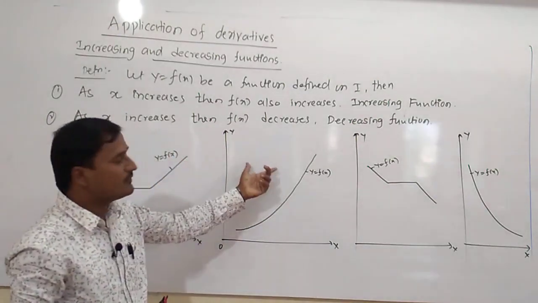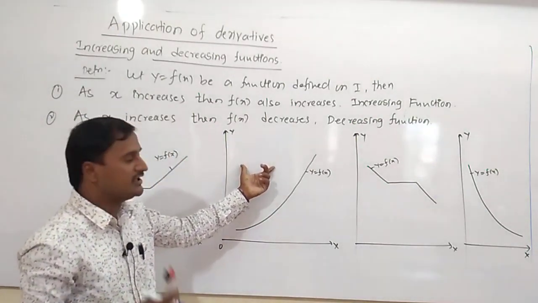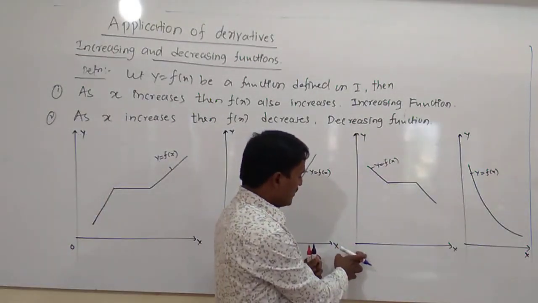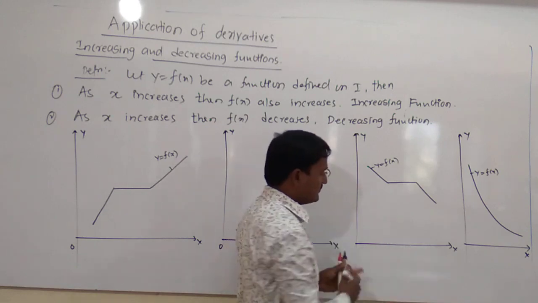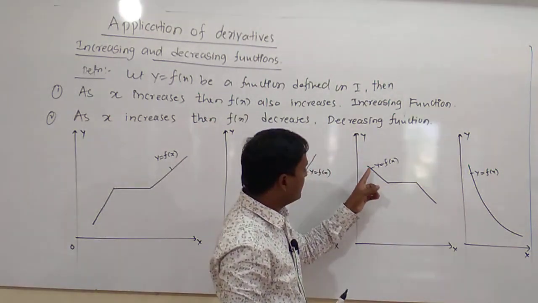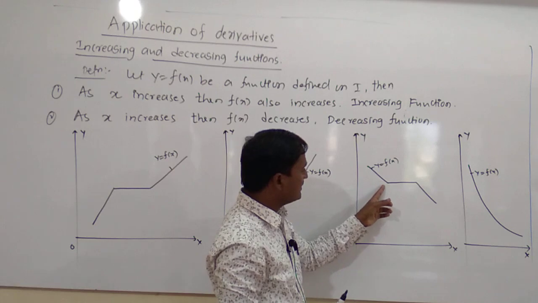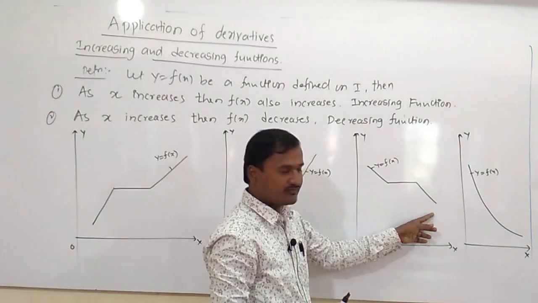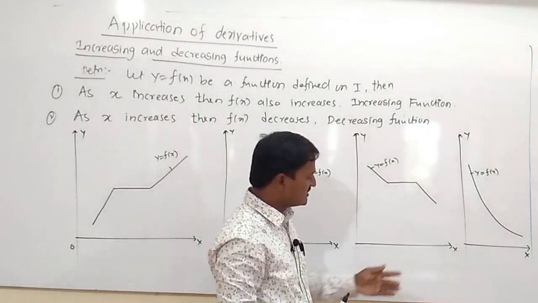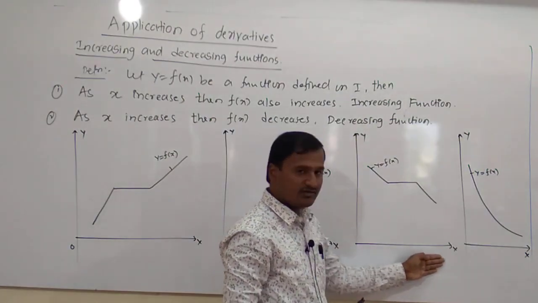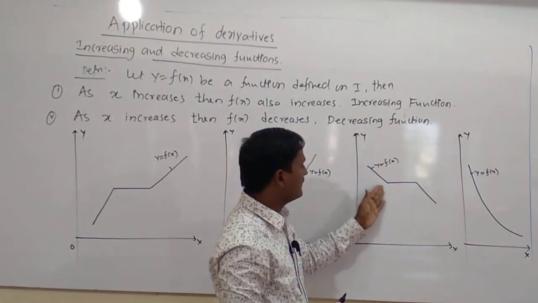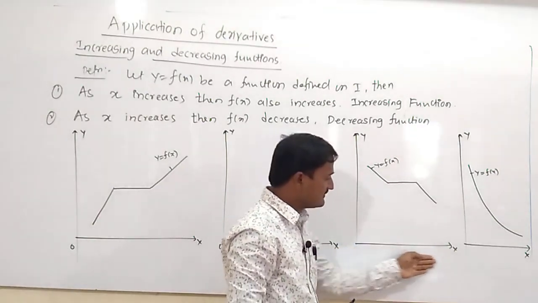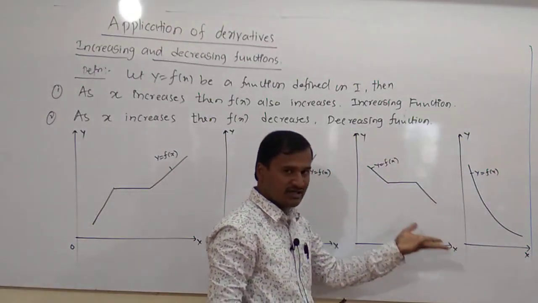Now let us discuss increasing and strictly increasing later. Here you should observe that if you increase the value of x, the graph of this function gives a linear function, again it takes a constant, and again here it is a linear function, and here it is decreasing. It means that if you increase the value of x, the graph of this function decreases. It means that as x increases, f of x decreases.